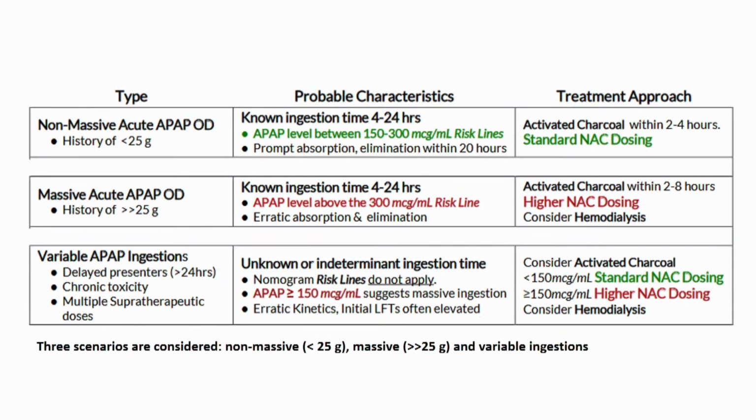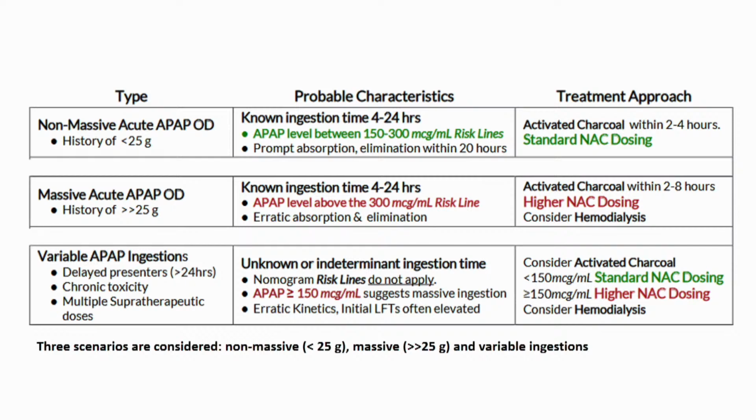There is also a classification based on types and characteristics and treatment approaches. So you have three scenarios where one has ingested less than 25 grams of acetaminophen. Then you have a massive one when they have ingested way more than 25 grams, and the variable ingestions, which present in different shapes and signs. I should emphasize that there is a role of activated charcoal based on time of presentation. I'll concentrate on the higher NAC dosing now.